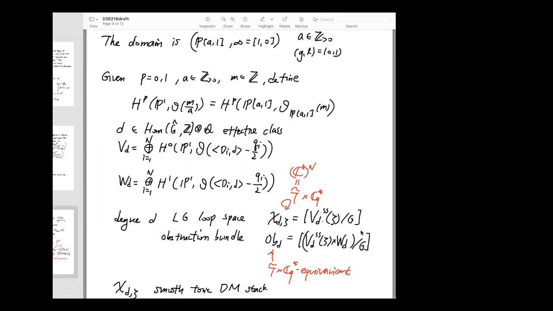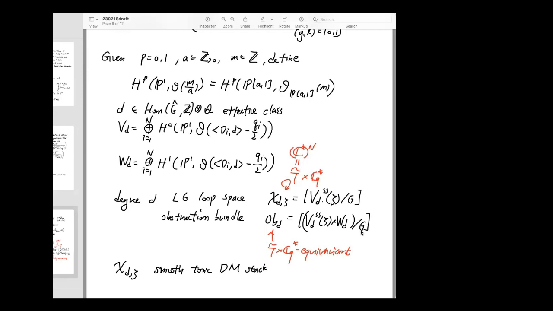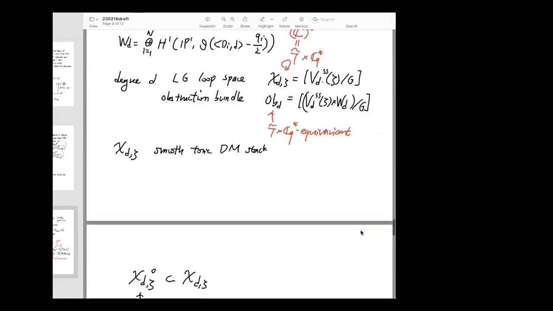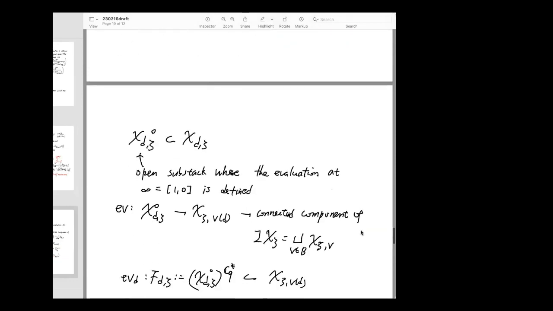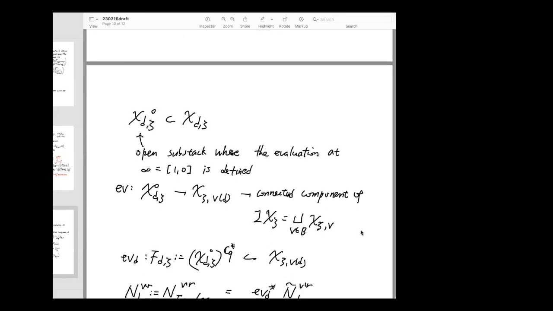So this T tilde acts diagonally, it is the diagonal torus of the vector space V. So it acts on the stack, acts on the Landau-Ginzburg loop space, and the obstruction bundle is a T star C star equivariant. So here there's an open substack where the evaluation at 1, 0 is defined.